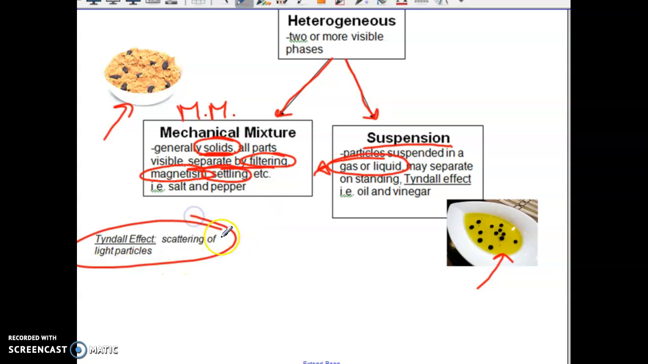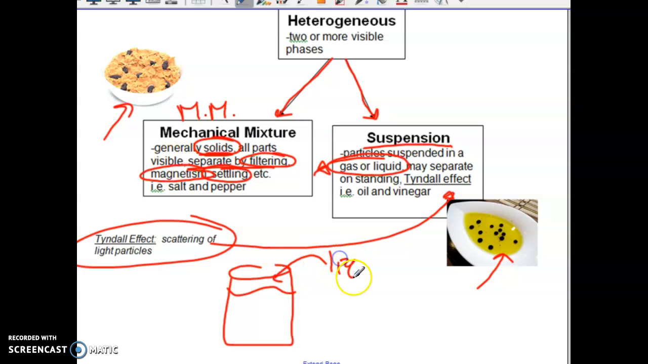Now, the Tyndall effect has to do with suspensions. I'm going to add a video clip of what the Tyndall effect is all about, or I might actually show you. I haven't decided on that yet. There'll either be a video clip or I'll show you in class. But basically, the Tyndall effect is where you have light particles that are scattered. Now, how this works is usually where you have a liquid and you have a fine powder in it. Okay, so the example we usually use is starch.